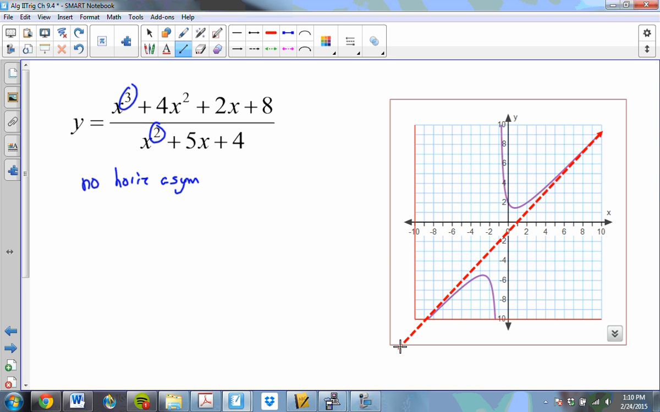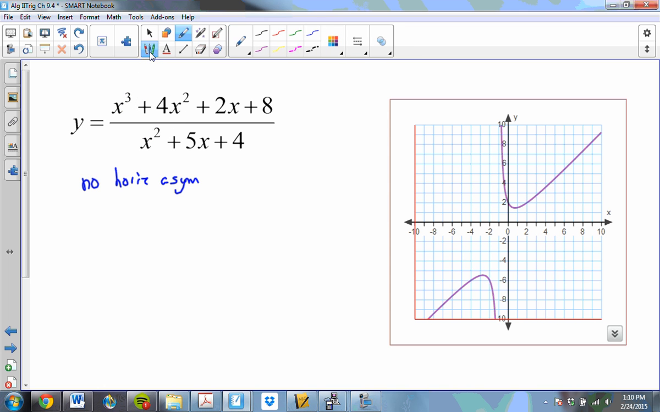It's actually called an oblique asymptote. It can only happen if the power on top is bigger than the power on the bottom. There can only ever be one oblique asymptote. But that's a pre-calc topic, not a Algebra 2 Trig topic. What I'm going to do, though, is just factor this thing completely.